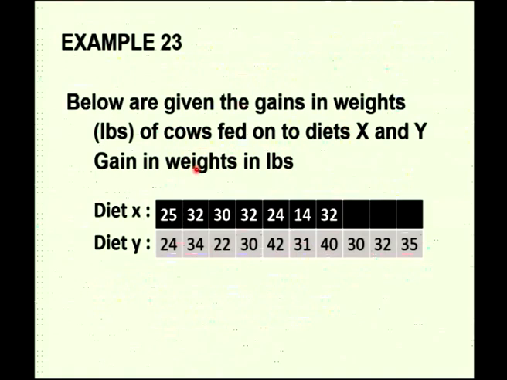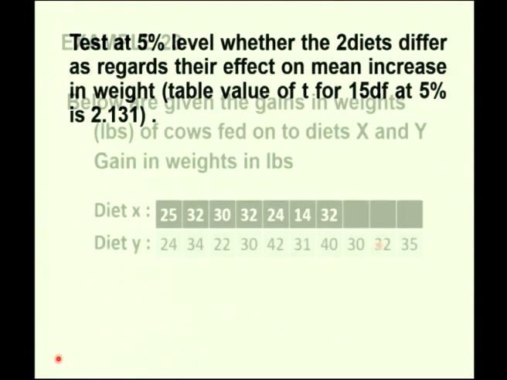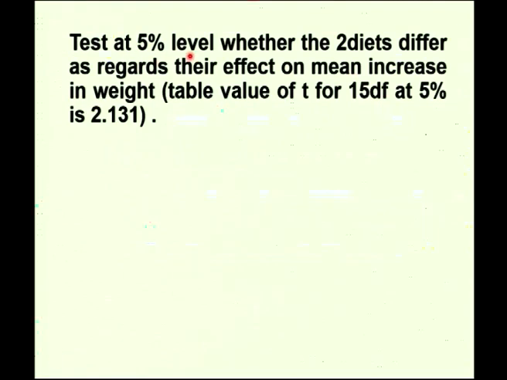Next example: below are given the gains in weights of cows fed on diets X and Y. The gain in weights in pounds for diet X is 25, 32, 30, 32, 24, 14 and 32. Diet Y is 24, 34, 22, 30, 42, 31, 40, 30, 32, 35. Now, the exact question is: test at 5% level whether the two diets differ as regards their effect on mean increase in weight. Table value of T for 15 degrees of freedom at 5% is 2.31.